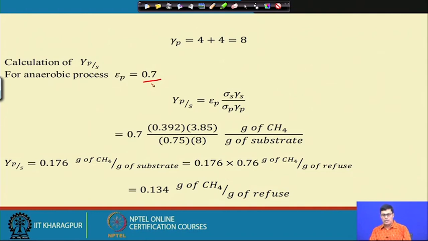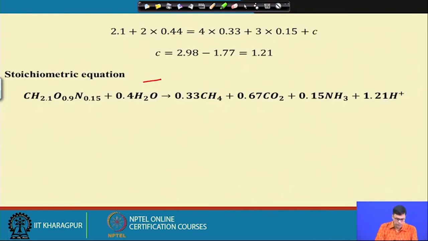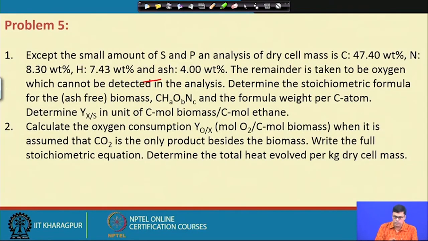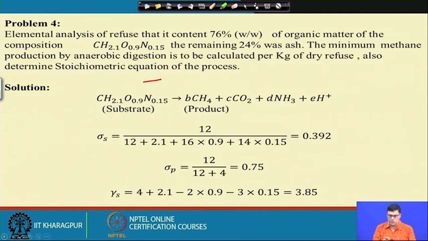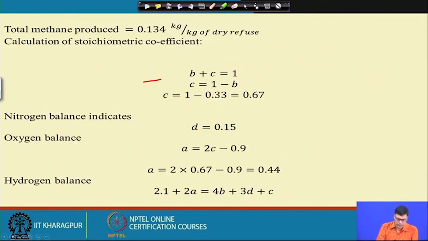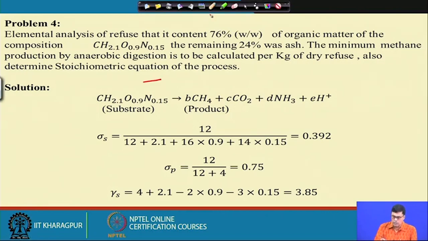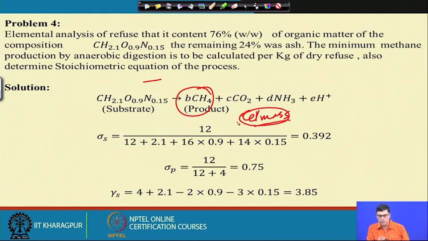In this stoichiometric equation, we have seen only the product. This is the product we have considered, but we didn't consider any cell mass here, because in the anaerobic fermentation process, cell mass production appears to be negligible. It is one-tenth of that of the aerobic fermentation process. So this we neglected.